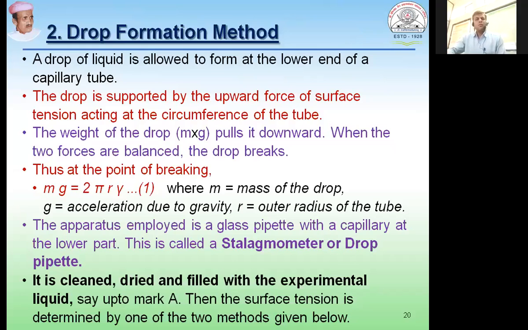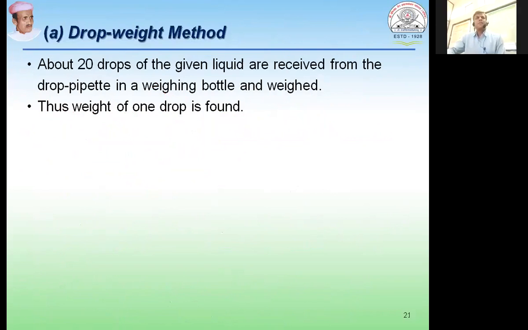It is required to be thoroughly cleaned and dried before starting the experiment or filling up with the experimental liquid. Say the experimental liquid is filled up to the mark A. Then about 20 drops of the given liquid are received from the drop pipette in a weighing bottle, and it is weighed. When we know the weight of 20 drops, obviously and easily we can determine the weight of one drop.